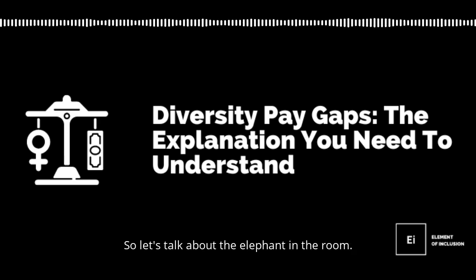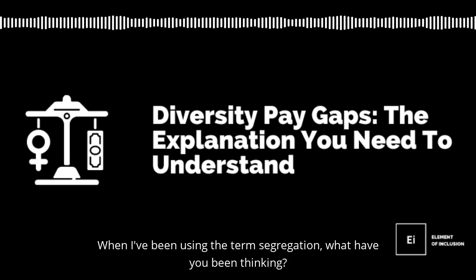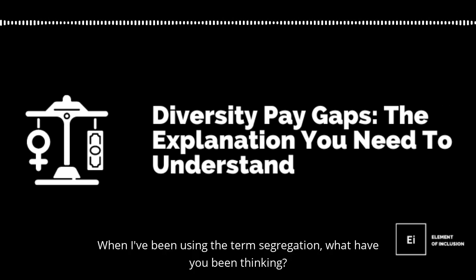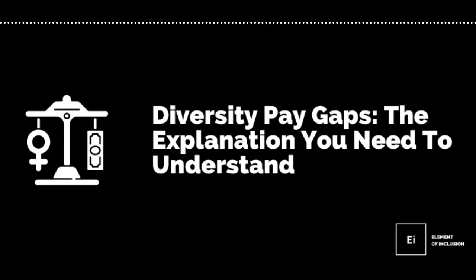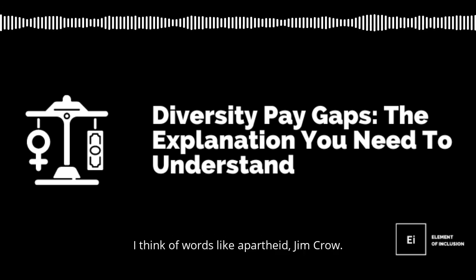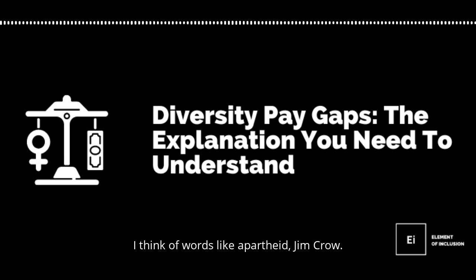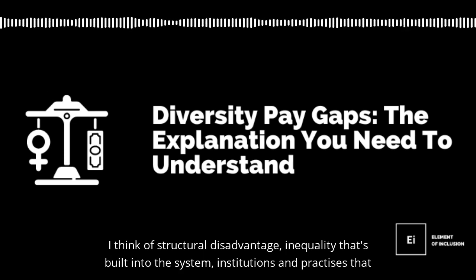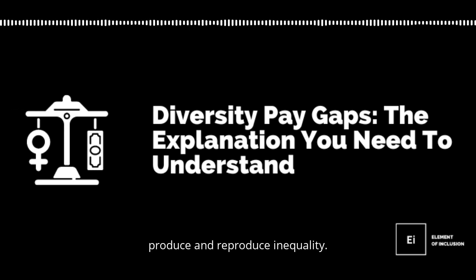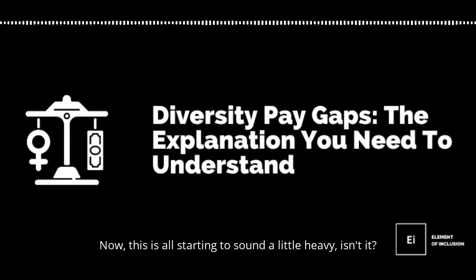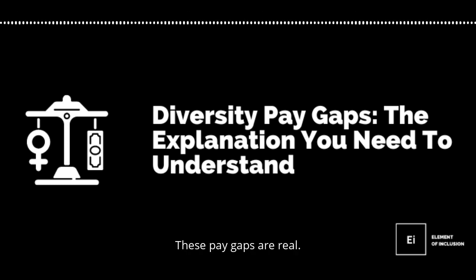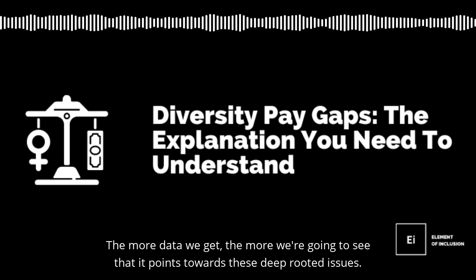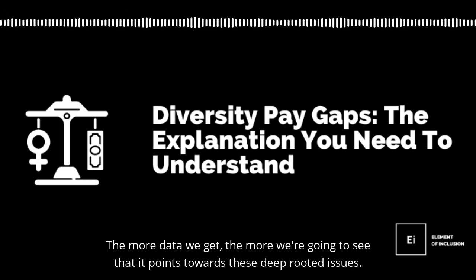So let's talk about the elephant in the room. When I've been using the term segregation, what have you been thinking? What comes to mind? I can tell you what I think. I think of words like apartheid, Jim Crow. I think of structural disadvantage, inequality that's built into the system, institutions and practices that produce and reproduce inequality. Now, this is all starting to sound a little heavy, isn't it? And it's supposed to. These pay gaps are real. The more data we get, the more we're going to see that it points towards these deep-rooted issues.